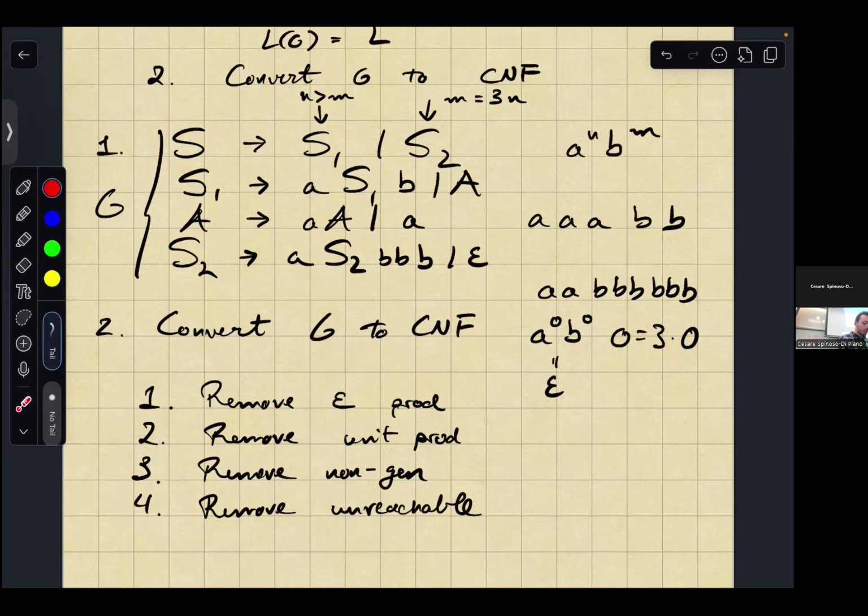And again, it's important to do 3 before 4 because once you remove non-generating variables, you might introduce more unreachability, right? So that's why this order was chosen for a particular reason. Okay, cool. So let's try to do this on G.